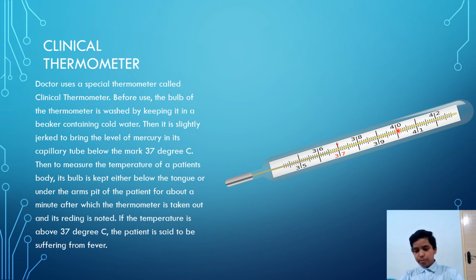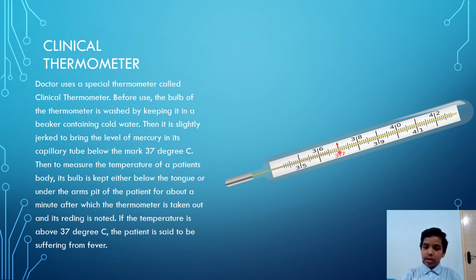It is kept under the patient's tongue or armpit, and before we use it, we keep it in a glass or beaker with cold water in it. This is hot water, but we keep cold water in it, and then we keep the thermometer so that the mercury does not expand, it decreases. And this is then kept under the tongue or under the armpit. After a minute or two, we remove it and check the reading.